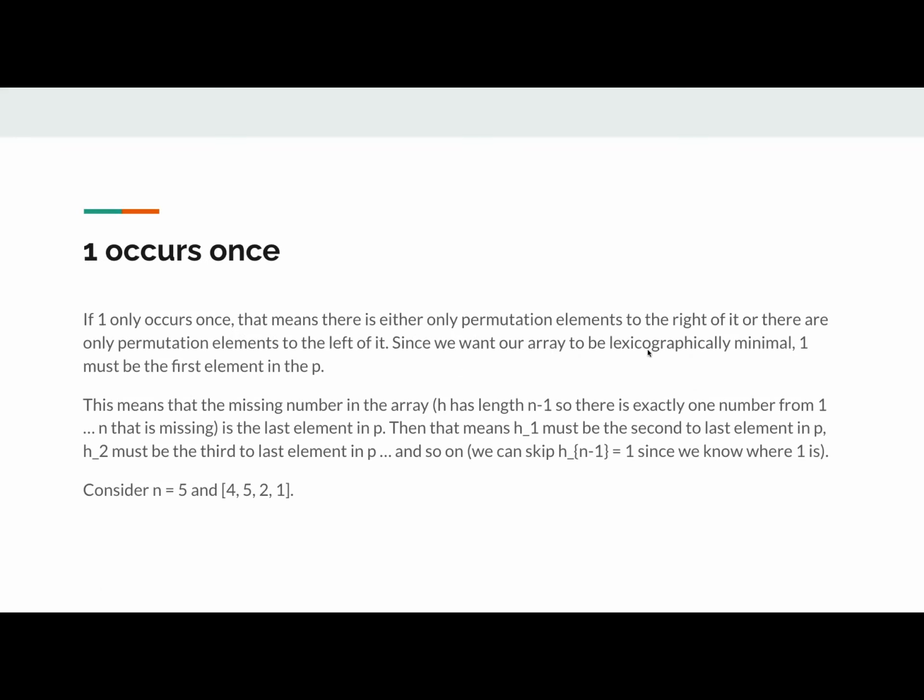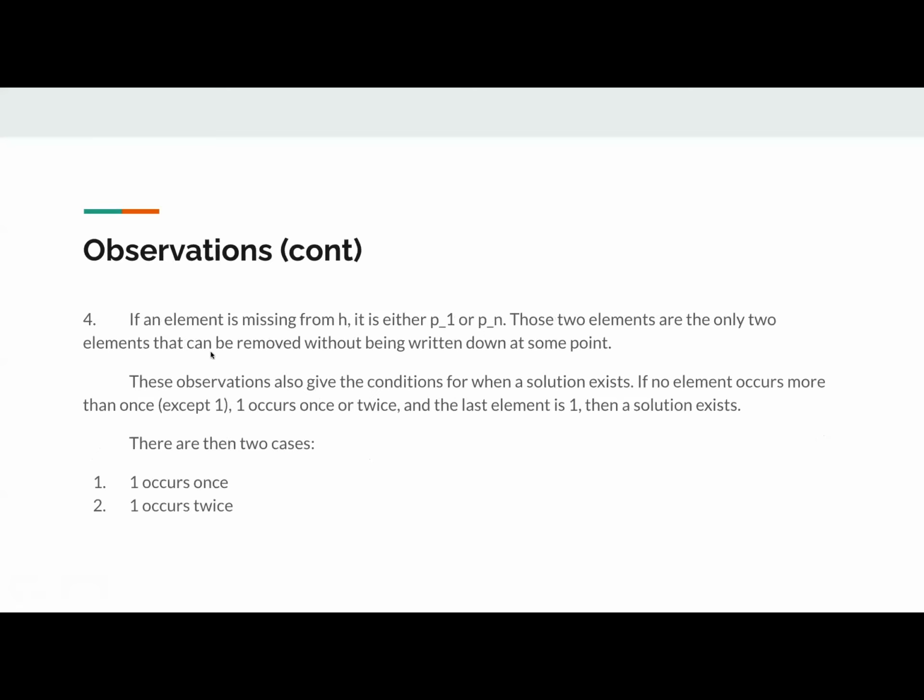And then since we want our array to be lexicographically minimal, one must be the first element in P. The reason for that is that if P of 1 is equal to 1, that is automatically lexicographically smaller than if P of 1 is equal to n, or P of n is equal to 1 and P of 1 is equal to something else, because 1 is the smallest number there is, at least the smallest one that we care about. So this means that the missing number in the array, H has length n minus 1, so there's exactly one number missing in the range of 1 to n. That element must be the last element in P, because this is related to the fourth hint, right? We know what P of 1 is, so the missing element has to be P of n.